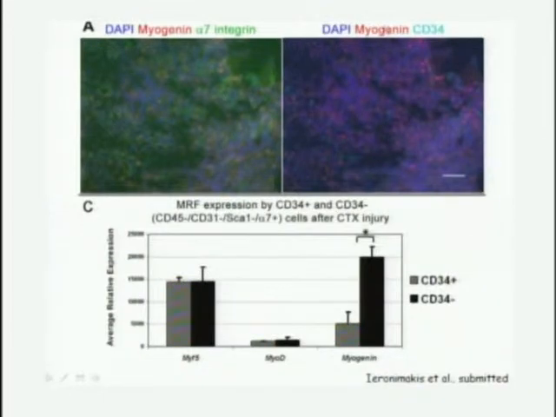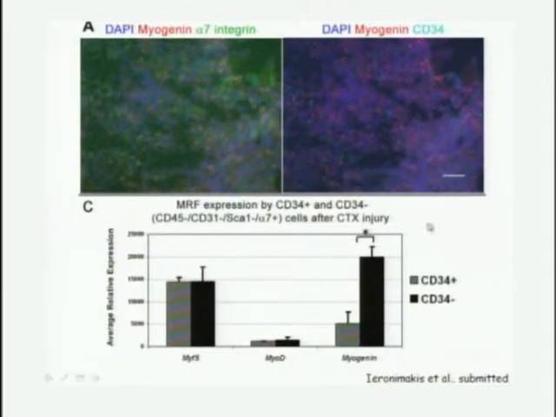If we then look at what's going on in the muscle 3 days after injury, and we stain for the markers that are specific for differentiation and myoblast fusion, one of them is myogenin, that would tell us which population is really contributing to muscle fusion and differentiation. And we see lots of myogenin positive cells here in red. Myogenin is a nuclear transcription factor, so it's in the nuclei. And if we stain for CD34, we see that the majority of the cells that are myogenin positive are CD34 negative.